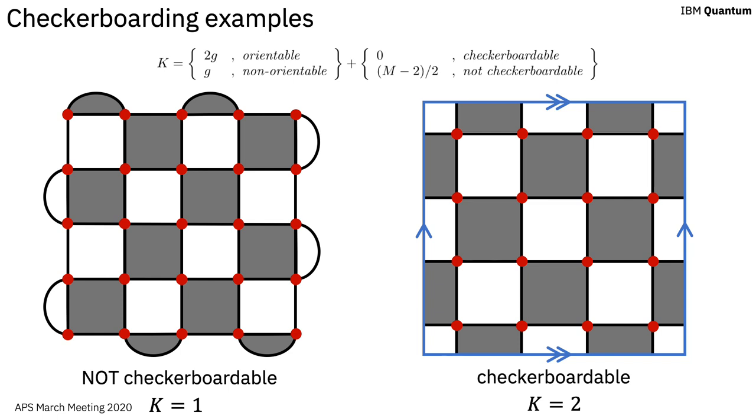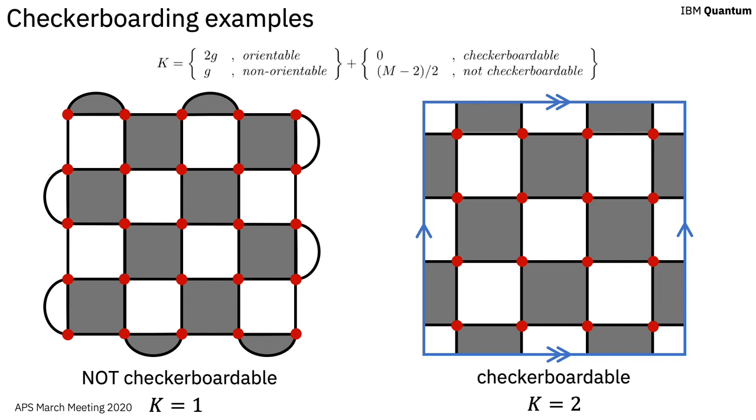Compare this to the right hand side. This is a checkerboardable graph. It's on the torus. And so genus equals one, it's orientable, it's checkerboardable, which means we have two encoded qubits.